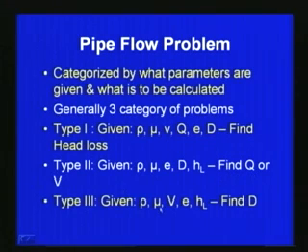And then the type 3 problem is, say, all the fluid parameters are given, like rho, mu, and also the velocity. The roughness is given and head loss is given. We have to design the pipe, so we have to find out the diameter. So generally for design purposes there will be 3 categories of problem: type 1, type 2 and type 3. We will discuss in detail how to approach these different types of problem.